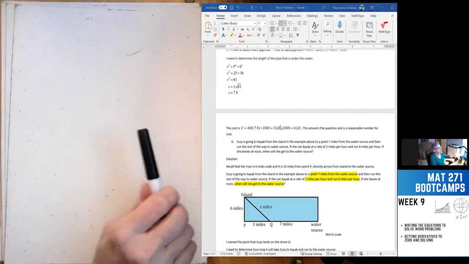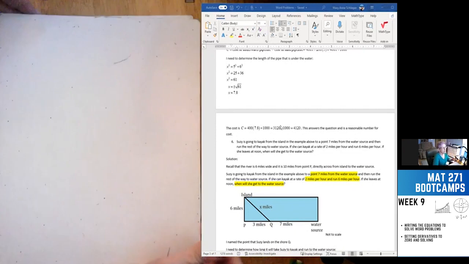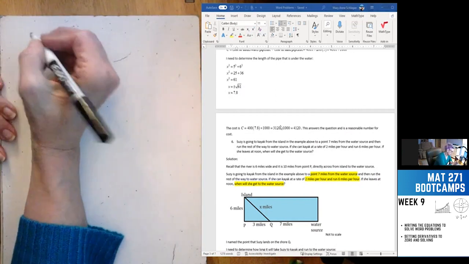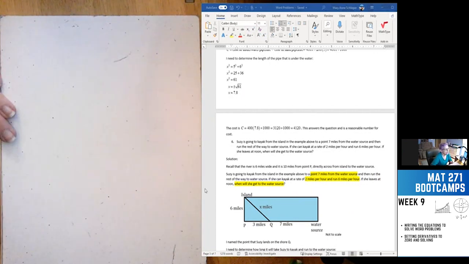All righty, so similar problem. Susie's going to kayak from the island in the example above to a point 7 miles from the water source, and then run the rest of the way. So this one, we wouldn't know where Susie was going to land her kayak. We would have to figure out where she should land her kayak to get there as fast as she possibly could. But right now we're just practicing writing down a formula. So I named the point that Susie lands on the shore Q.